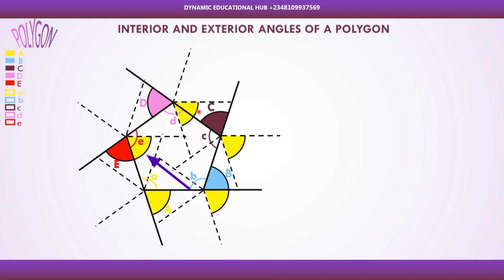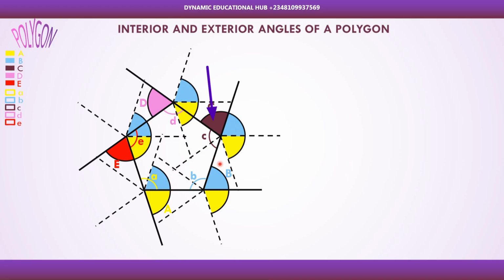Now let's move to B. Look at the B. The first one will be here. The second one will be here. What about the third one? The third one will be here. The fourth one, which happens to be the fifth, 1, 2, 3, 4. So where will it be? Here as well. So corresponding angles to B.